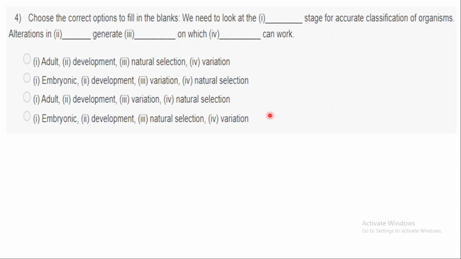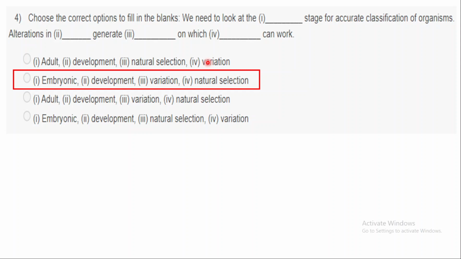Now, many people have answered the question. Number 4, all unanimously say option 2, which is: we need to look at the embryonic stage for accurate classification of organisms. Alterations in development generate variation on which natural selection can work. Sounds pretty good to me. And let us see what is the correct answer.